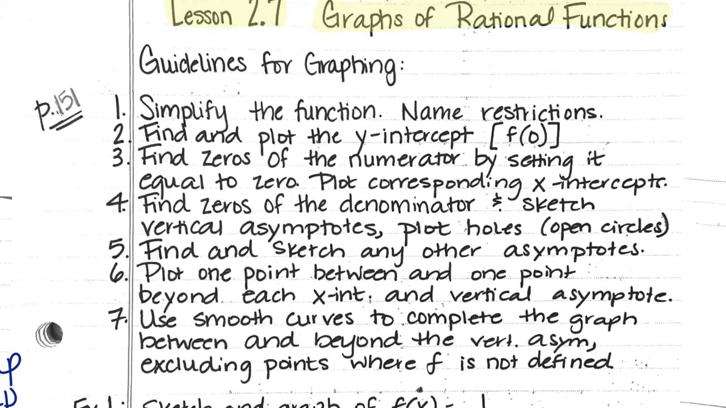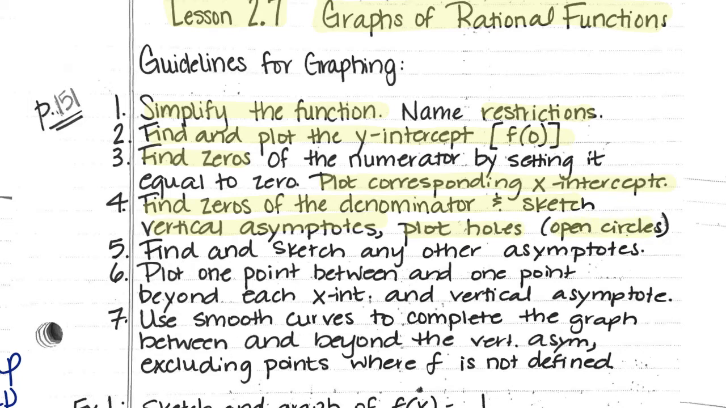Simplify the function. Name restrictions. Find and plot the y-intercept. Find zeros. Plot x-intercepts. Find zeros of the denominator and sketch the vertical asymptotes. And we're going to plot holes with open circles. We're going to do all of this together.